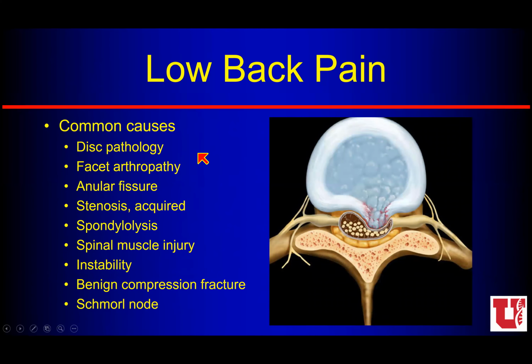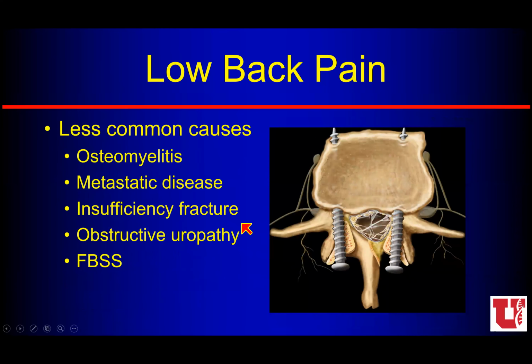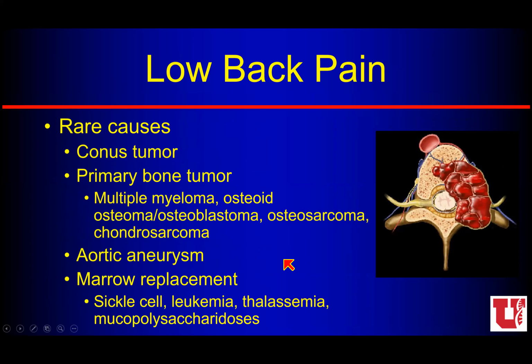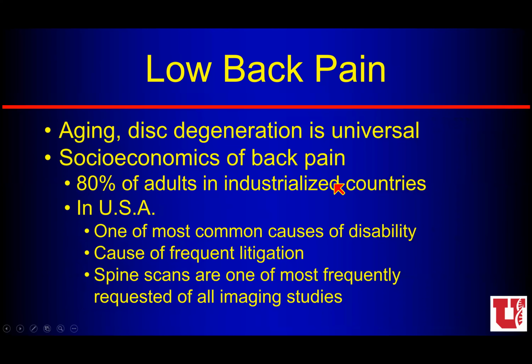Now, there are a lot of common causes that we think about that may result in low back pain. There are other less common causes, osteomyelitis, METs, obstructive uropathy, a whole bunch of different things, and some very rare things, usually tumors, that we're thinking about here. Marrow replacing processes are very rare. We also know that aging and disc degeneration is universal, happens to all of us.